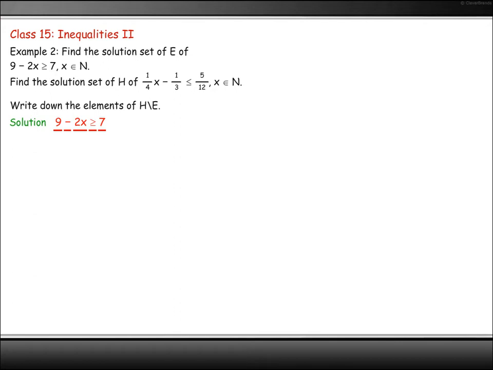X's to the left and numbers to the right. Divide both sides by minus 2. Remember to reverse the inequality. X is a natural number, less than or equal to 1. The set E contains the elements 0 and 1.